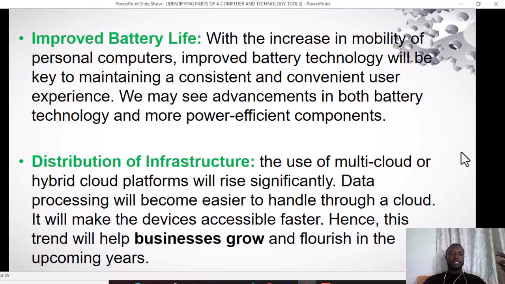So let's talk about the distribution of infrastructure. We say the use of multi-cloud or hybrid computing platforms will rise significantly. Data processing will become easier to handle through a cloud. So as I was saying, communicating goods and services from one firm to another will be much easier because there will be strong communication between both of them. Handling data between one firm and another will be easier, so this trend will help businesses grow and flourish in the upcoming years.